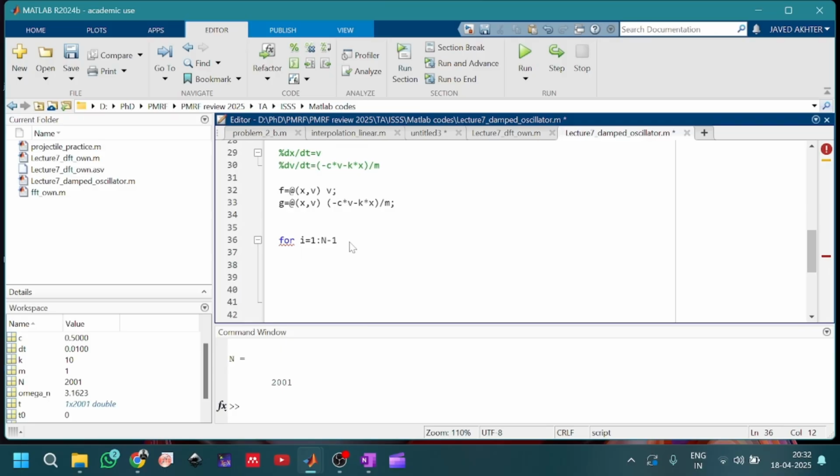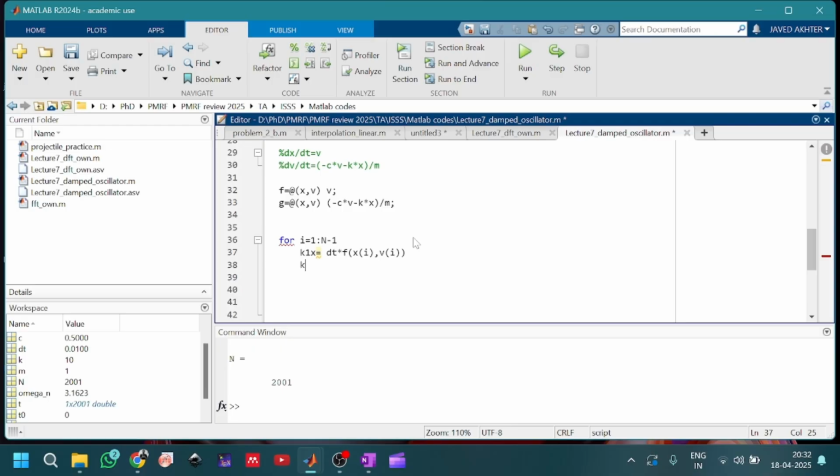So for i equal to 1 minus 1, first you have to do... Let me specify what is k1x. We can do it the way we did in the last class, or you can write it this way. It will be dt multiplied with the function f, and you want to evaluate this function at xi and vi. So this will be k1x.